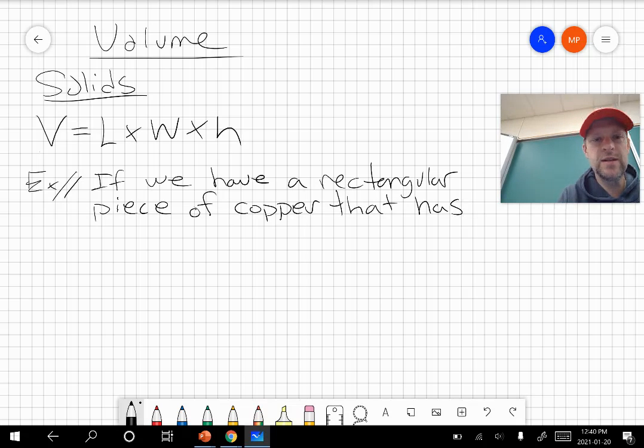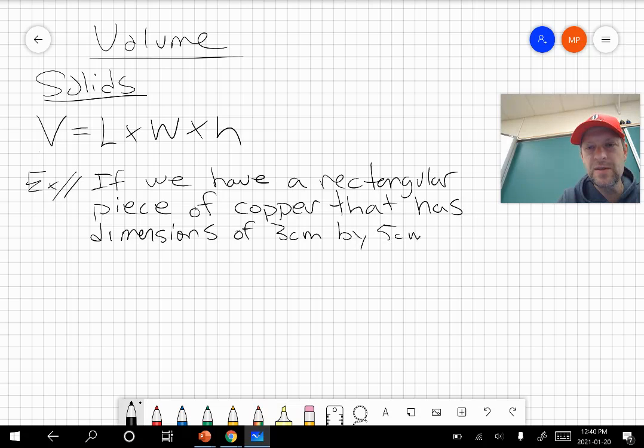that has dimensions of, let's say, 3 centimeters by 5 centimeters by 2 centimeters. All right, that's its length, its width, and its height.